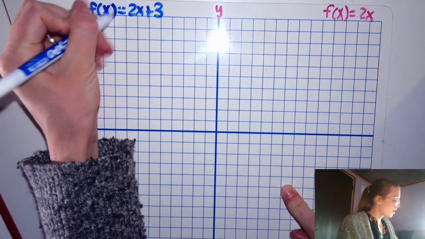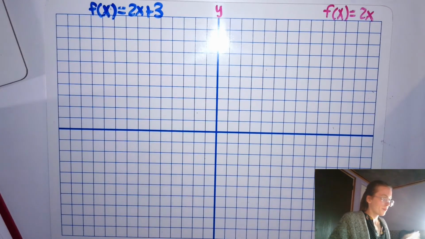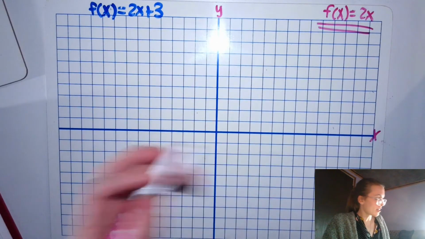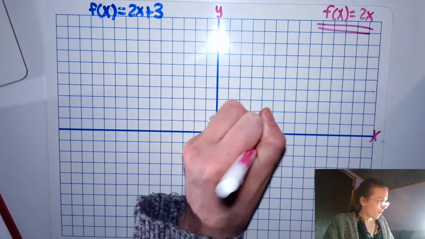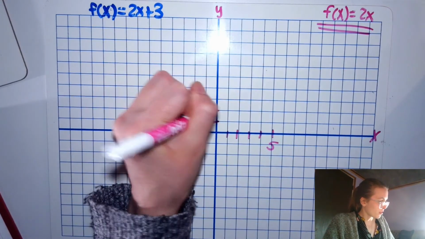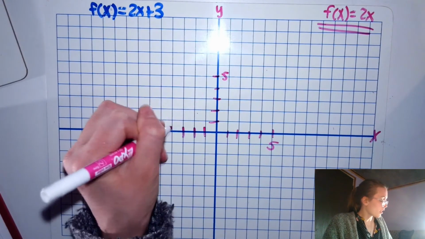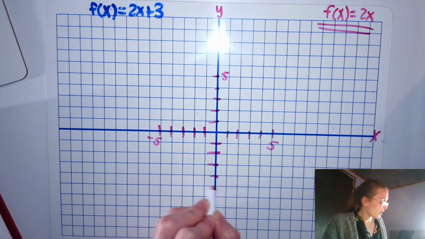Okay, so now we need to graph each point. I'm going to start off with the f of x equals 2x. This one. So in our first row here, the x value is -2 and the y value is -4. This is the y-axis, this is the x-axis, and I'm just going to say, okay, we're counting by ones. So this is 1, 2, 3, 4, 5. 1, 2, 3, 4, 5. -1, -2, -3, -4, -5. -1, -2, -3, -4, -5.